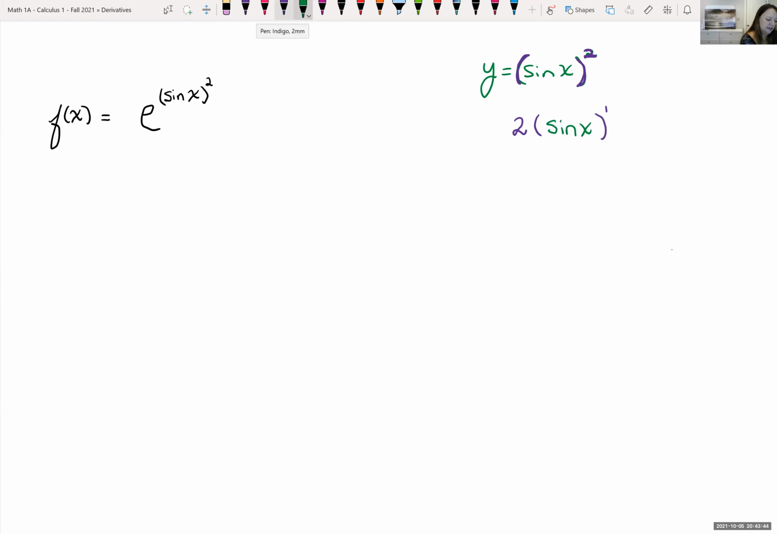times the derivative of the inner. So maybe I'm just going to write d dx right here of the inner sine x. And now let's take it. So we have 2 sine of x. And then the derivative of sine of x, remember, was cosine of x.